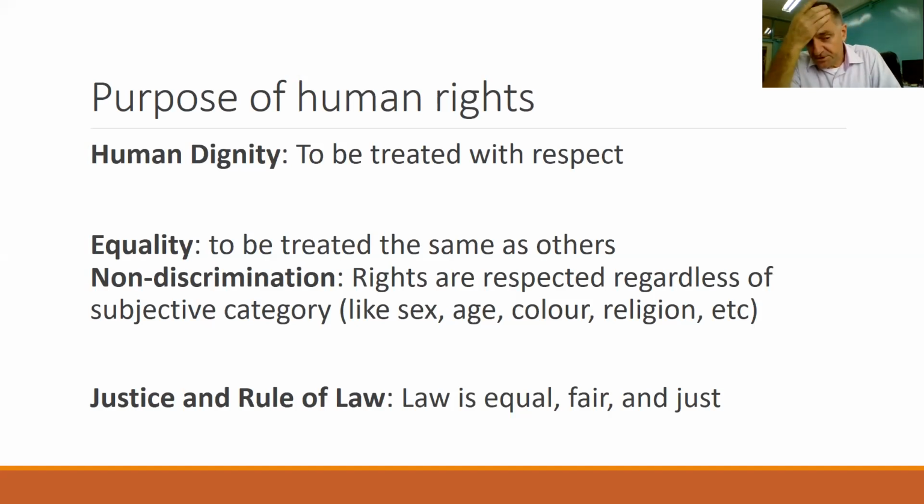Again, the last purpose is to ensure justice and the rule of law. So these are quite important concepts in human rights. We have justice and the rule of law to make sure everyone gets treated equally and fairly. So there's a sense of equality there, equal before the law. There's a sense of fairness and justice, that the law is there to ensure everyone gets a sense of justice in how they were treated. And everyone is protected by the law as well.